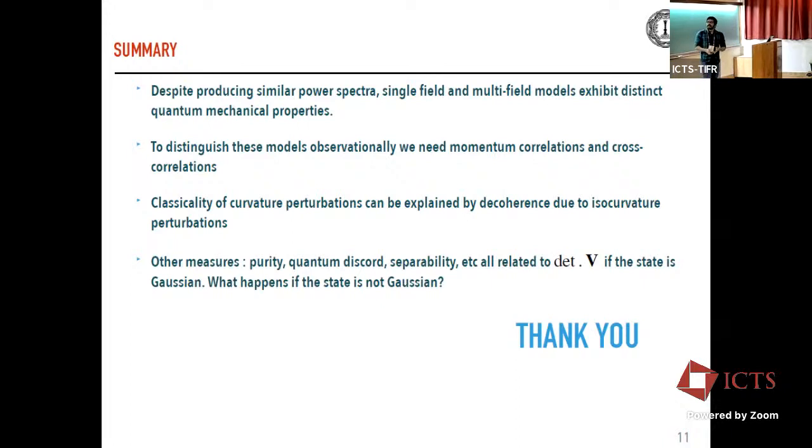There are other quantum measures such as purity, separability, and quantum discord. These are all related to determinant V if the system is Gaussian, but currently we are working on what happens if the system is not Gaussian.